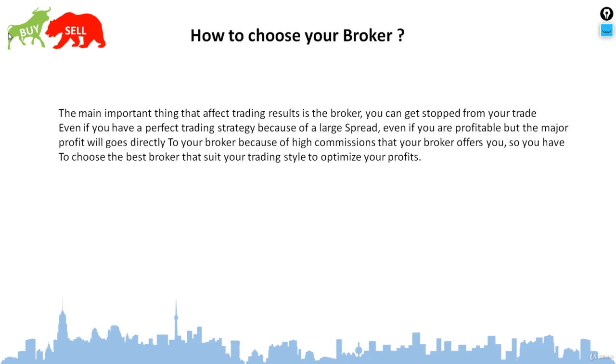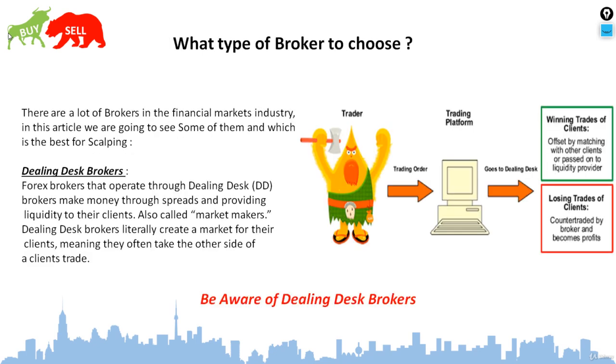How to choose your broker. The most important thing that affects trading results is the broker. You can get stopped out of your trade even if you have a perfect trading strategy because of a large spread, or even if you are profitable, the major profit will go directly to your broker because of the high commissions that your broker charges. So you have to choose the best broker that suits your trading style to optimize your profits.